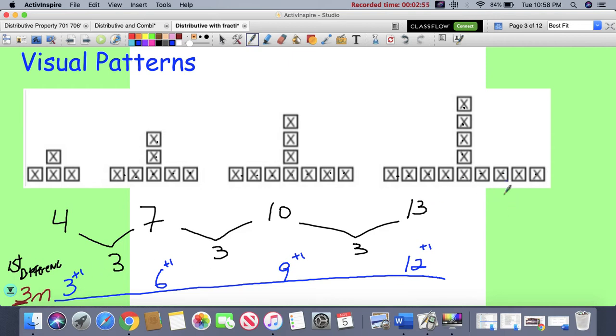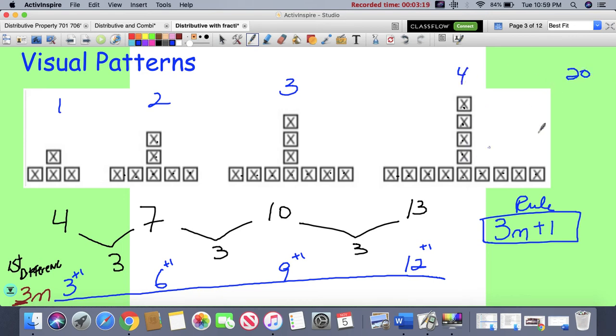So what I'm trying to tell you is that it's a 3n sequence, but what do I have to do to each of the numbers that I get from this 3n? I have to add plus 1. So my rule is 3n plus 1, meaning that if I ask you to draw, well, this is the first picture, the second term, third term, the fourth term. If I were to ask you how many boxes would be on the 20th term, instead of you drawing it out, you could use this rule here.